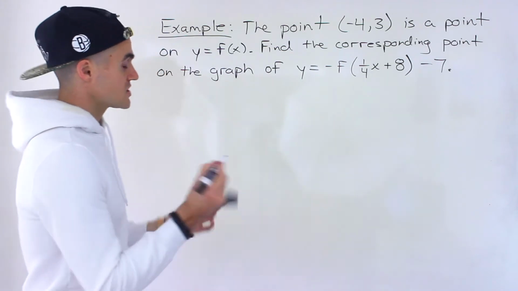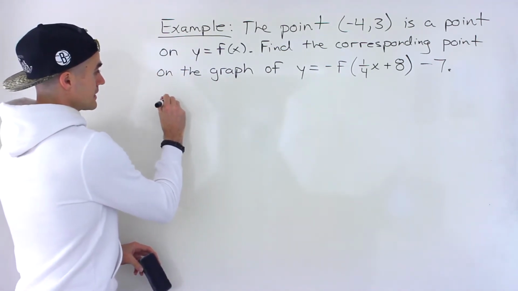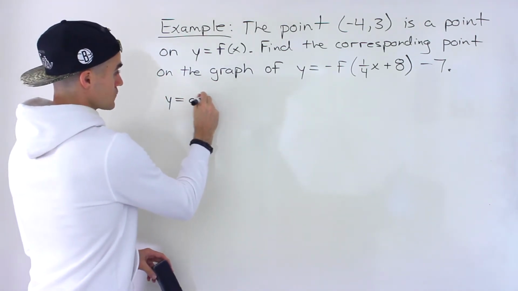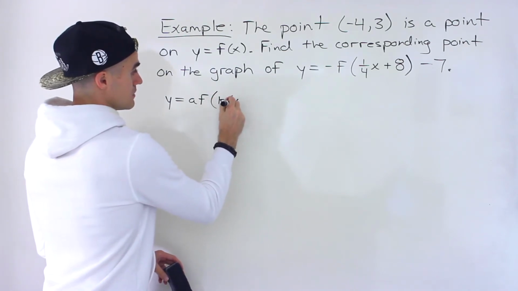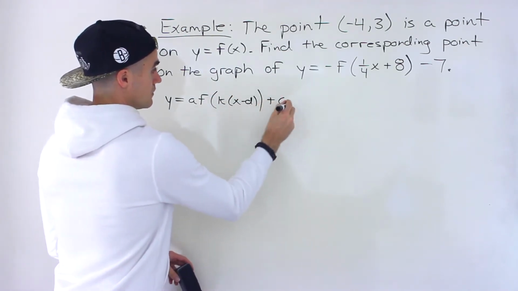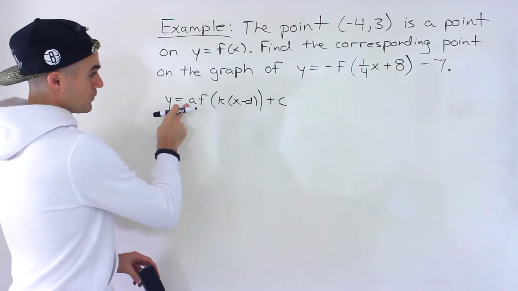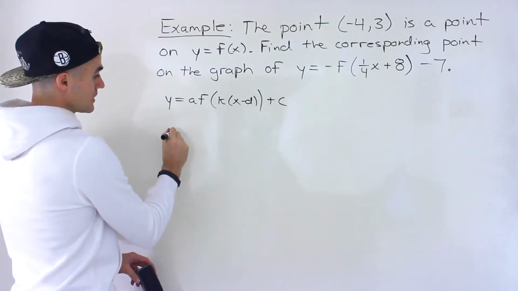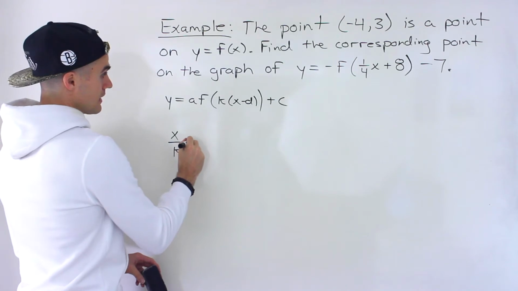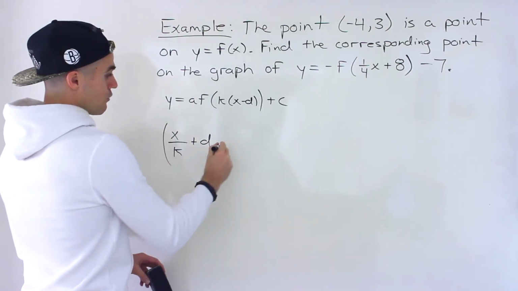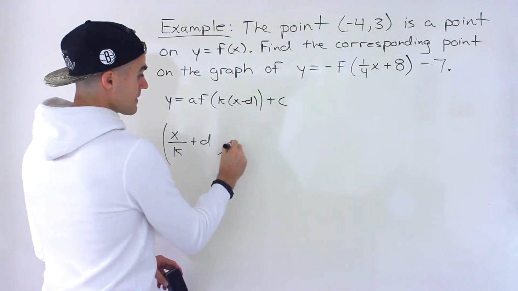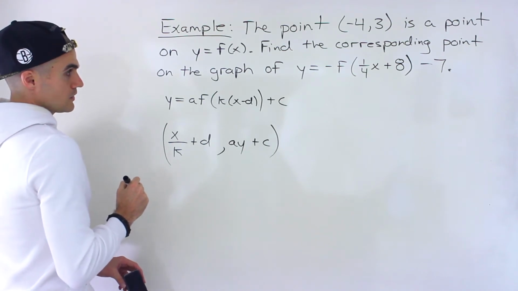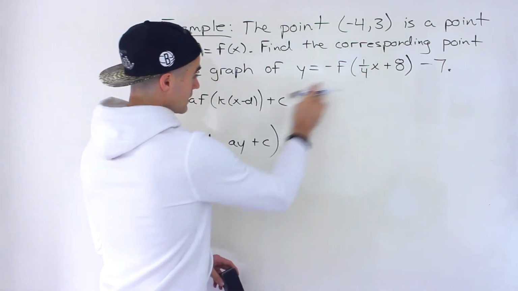So just in general, the first thing we have to do is get this into the general transformation format, which, as we've discussed in previous videos, is this over here. Once we have it in this format, we can take the a, k, d, and c and then transform the points. We take the x value, divide it by k, and then add the d value. And then the y value we multiply by a and then add the c value. So really the biggest step is getting this in this format.